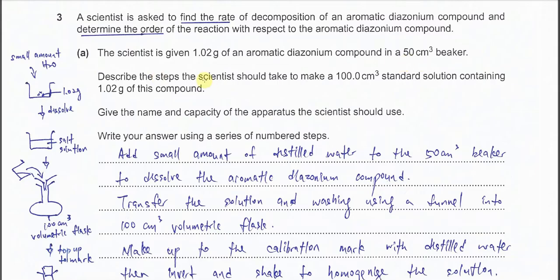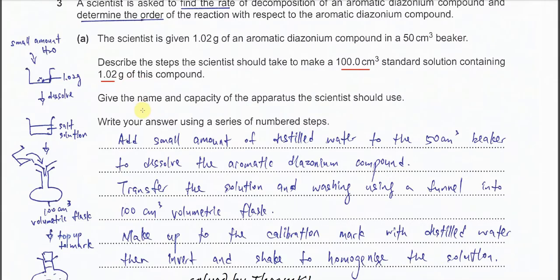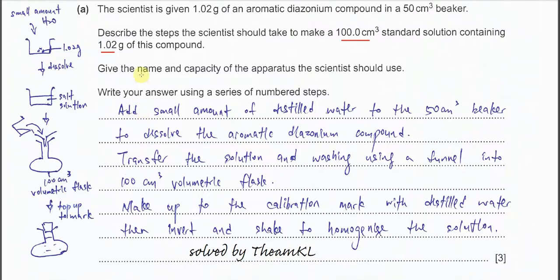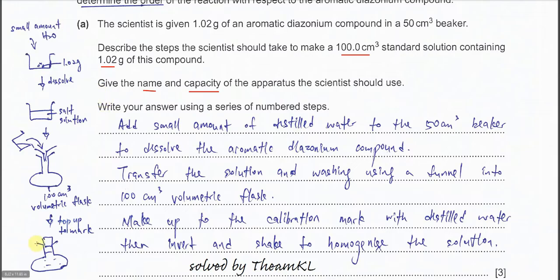Describe the steps the scientist would take to make 100 cm3 standard solution containing 1.02 gram of this compound. You must include the name and capacity of the apparatus used and list out the steps. First, please look at the preparation diagram.